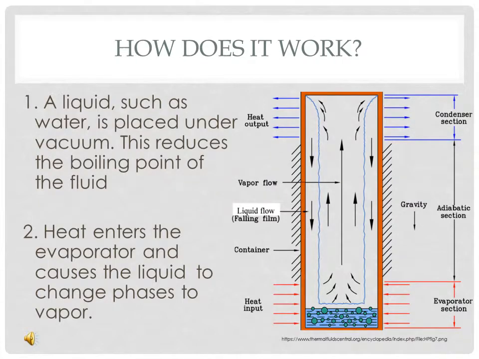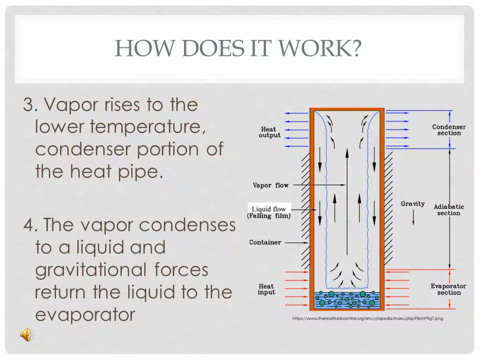A working fluid such as water or acetone is placed under a vacuum in order to lower its boiling point. As heat enters in the evaporator section, the working fluid changes to a vapor. The vapor then rises to the lower temperature condenser section of the heat pipe.